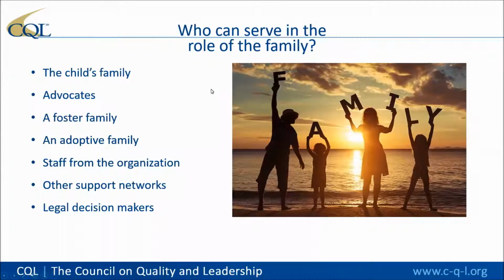It is important to consider that various people may serve the role or parts of the role for some children and young people. And for the purpose of personal outcome measures for children and youth, family may be any of the following. Could be the child's birth family, including perhaps a step family. Advocates may be a foster family, adoptive family, staff from the organization or other support networks, or legal decision makers.